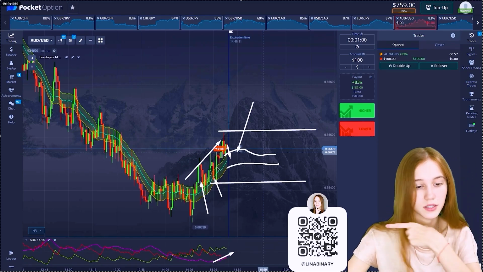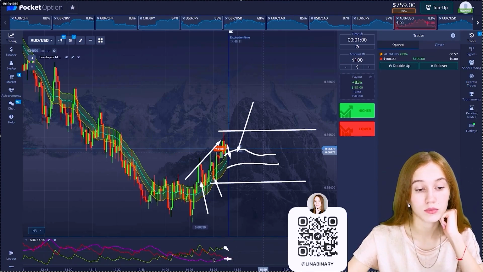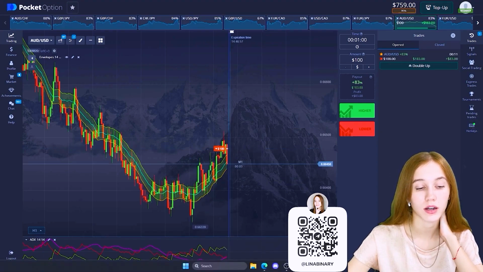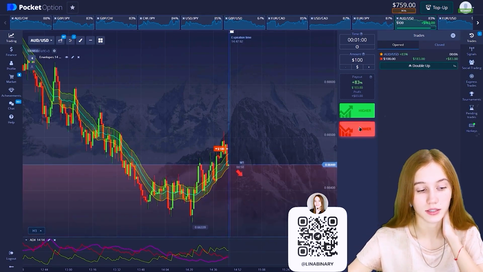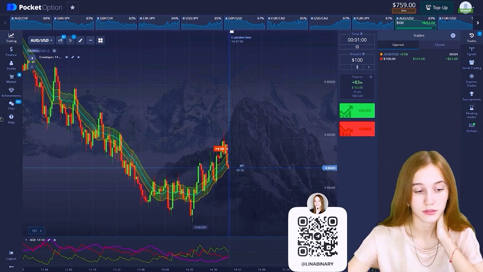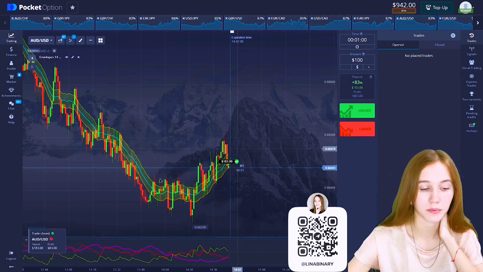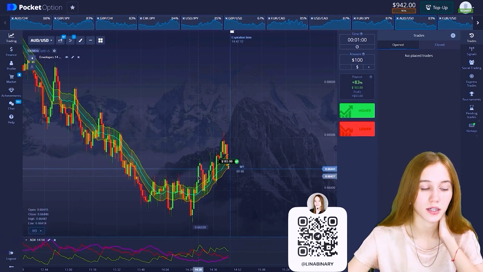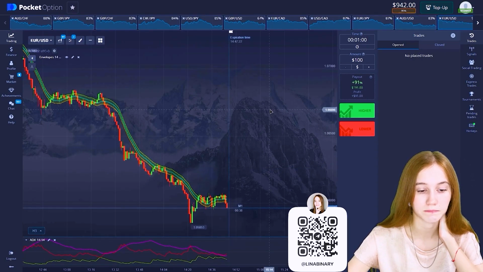ADX, we see intensity is growing. The green line begins to fall and the red line begins to level off. This indicates a change in trend. There are 8 seconds left until the end of the deal, and we open down. Let's see, 2 seconds left. 1, yeah, good. Plus deal, profit is $83. $942 on our balance. Now we will open for decline.